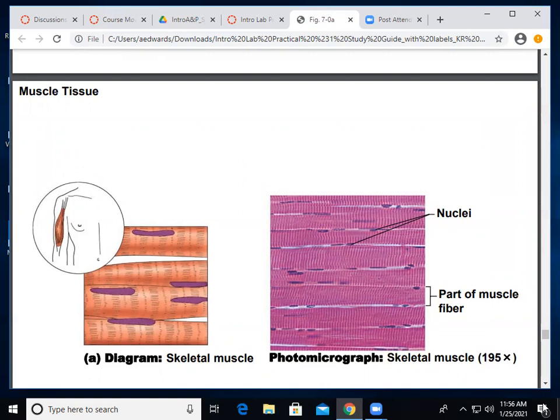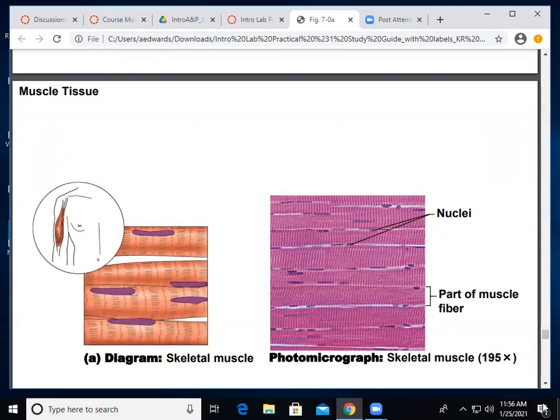Now, if you see rings, what kind of connective tissue? It's bone. Okay, very good. All right. So if you see kind of a meshwork or web-like structure, what kind of connective tissue is that? Areolar. Good. All right.